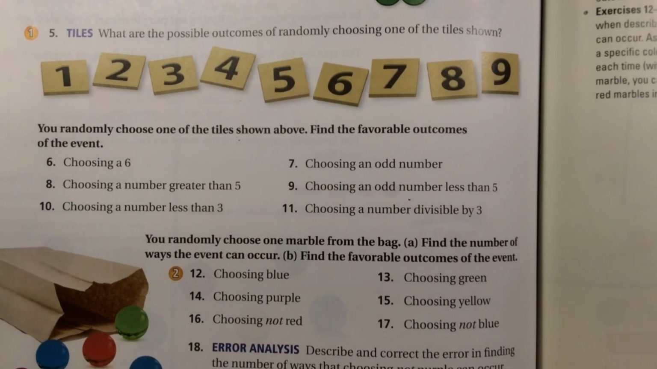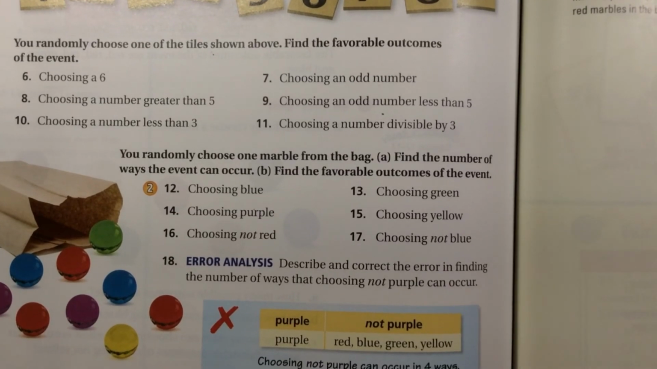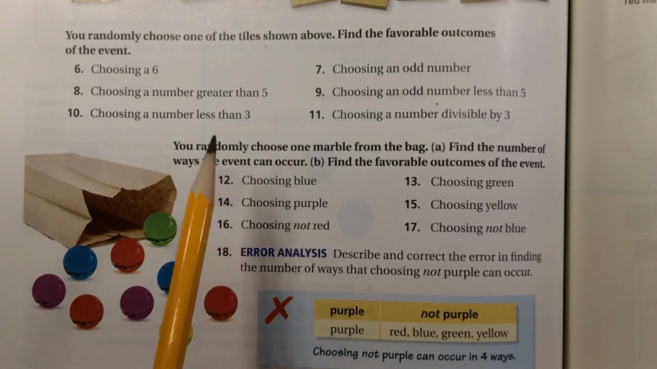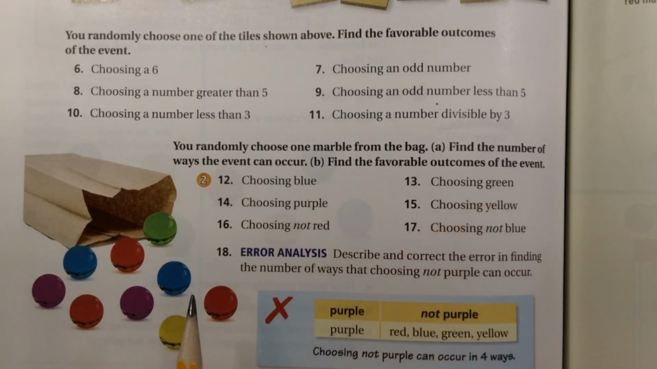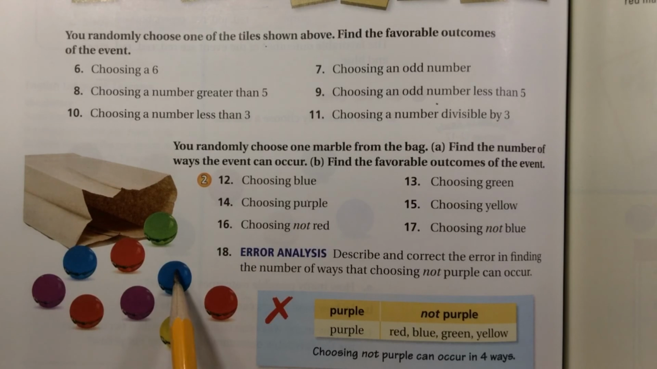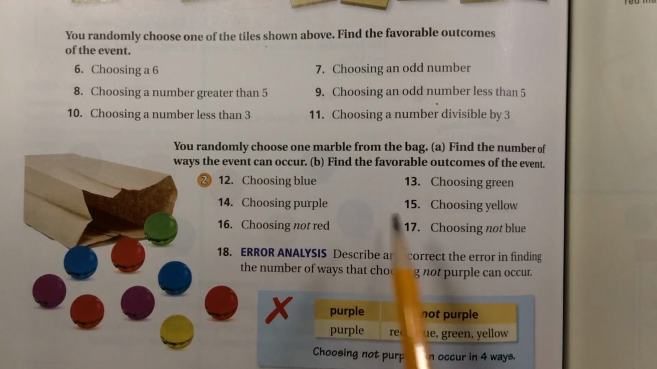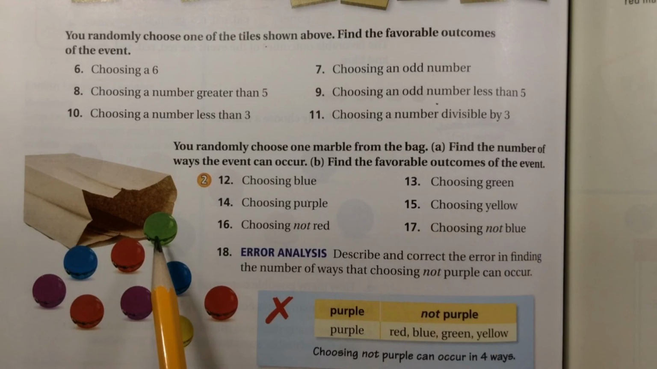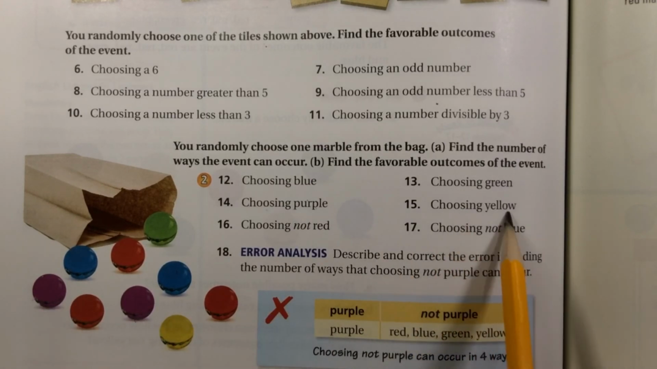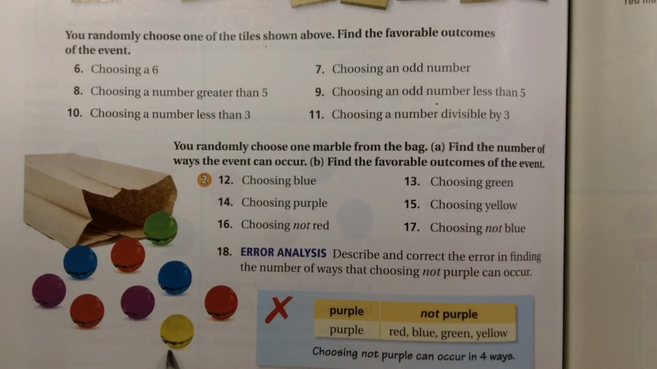Last ones, you randomly choose one of the marbles from the bag, find the number of ways it can occur, and list them. Okay, so it says find the number of ways and find the favorable outcome. So here's the bag of marbles. Choosing blue. There are 2. What are they? Blue, blue. Choosing green. There is 1. Green. Choosing purple. There are 2. Purple, purple. Choosing yellow. There is 1. Yellow.